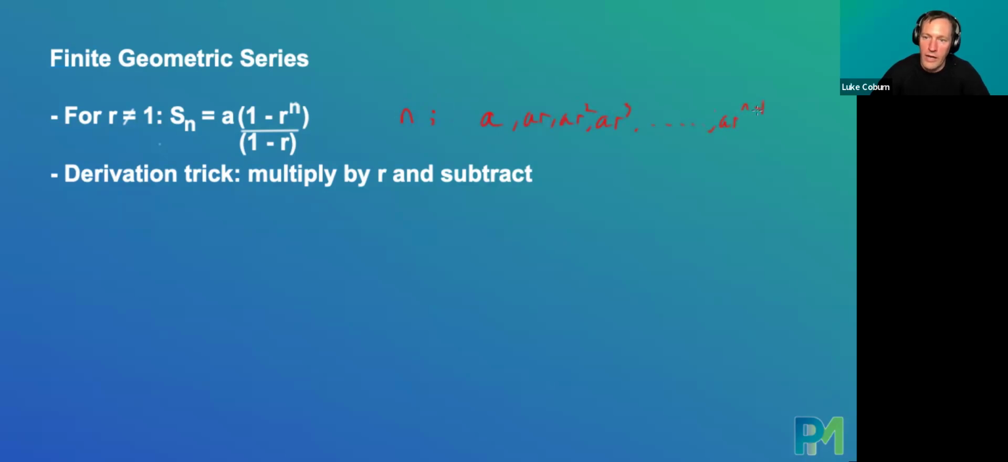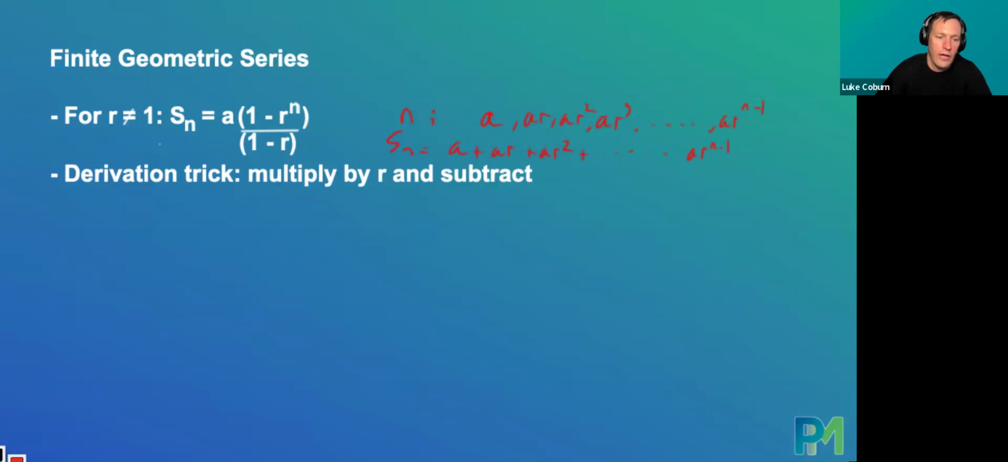See that I'm not writing ar to the n, because then it would be all of the n plus 1 terms. Because this doesn't have any r thing, we have to have one less here. Now the sum, Sn, would be a plus ar plus ar squared, all the way up to ar to the n minus 1.